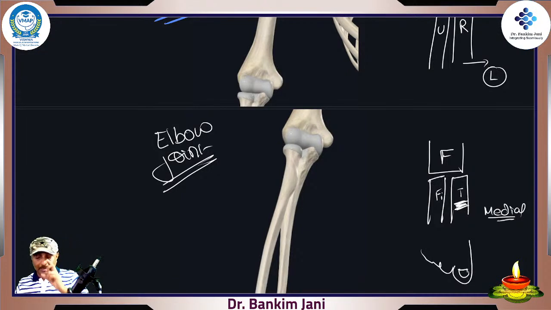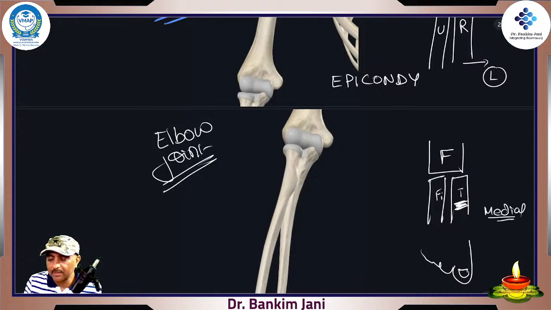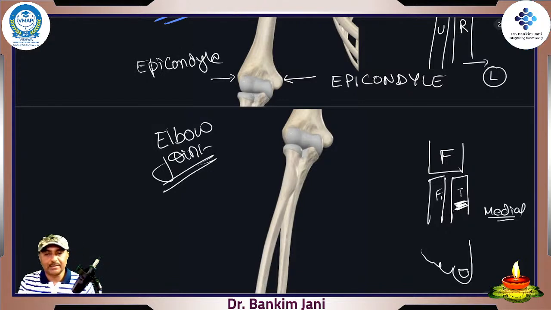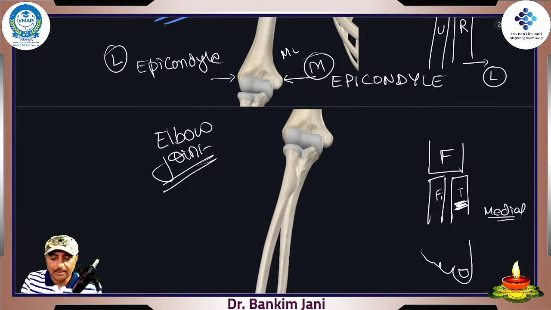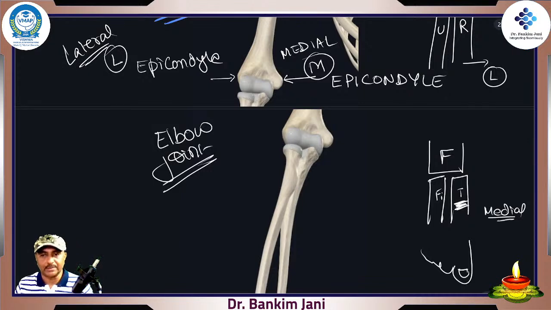So we call them epicondyle, right? The new word coming up is epicondyle. So this side is epicondyle, this side is also epicondyle. Then there is confusion, right? So let's give the side. This is on which side? Medial side. So this would be the medial epicondyle, and this one would be the lateral epicondyle, right? So that's easy, right?